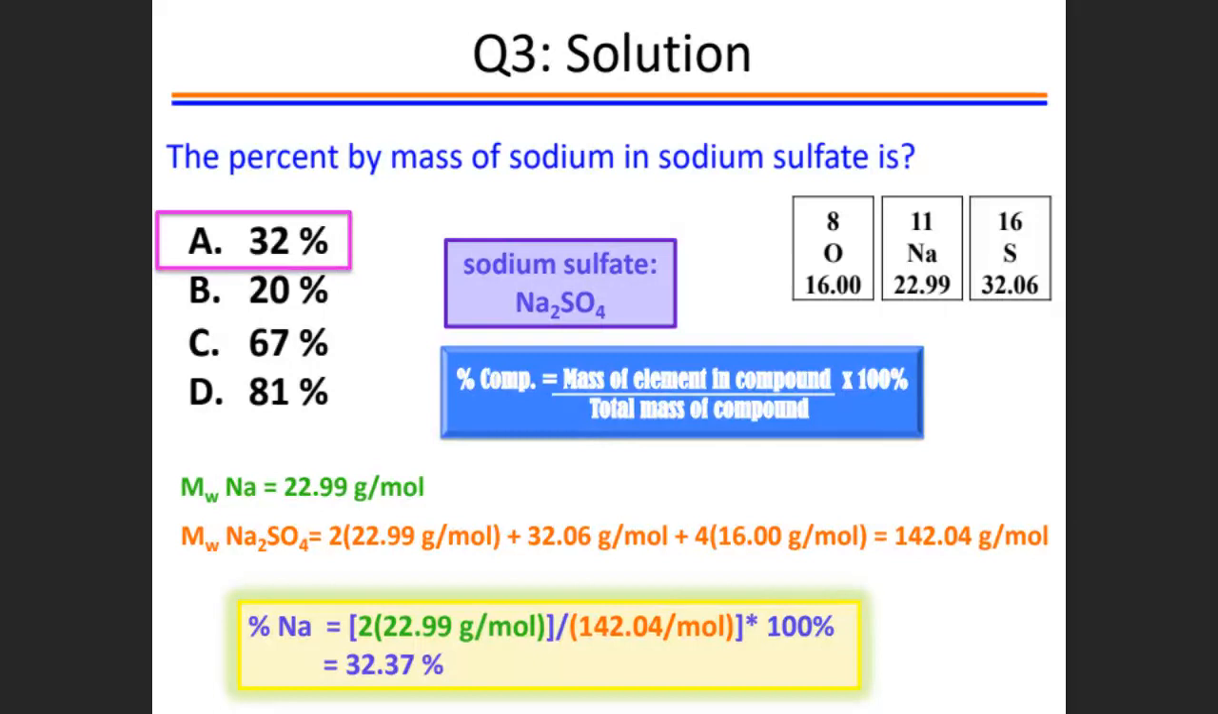Yes, sodium is 22.99 gram here, because here you have 2 sodium atoms, correct? And total sodium sulfate, we have 142, look in here. So 2 times 22.99 divided by 142 times 100. Same formula. Obviously, the same calculation uses the same formula.